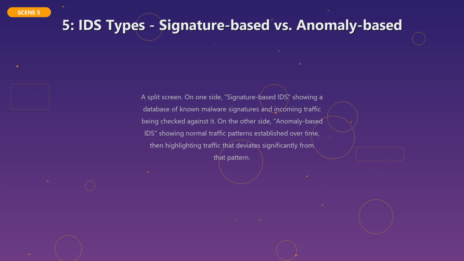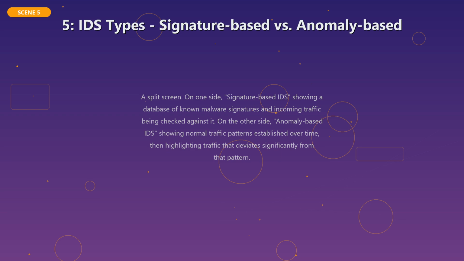For instance, if a user account that usually logs in from a specific office location suddenly attempts to log in from a foreign country at 3 a.m., or a server that typically only communicates internally suddenly tries to upload large amounts of data to an external cloud storage service, an anomaly-based IDS would flag this.